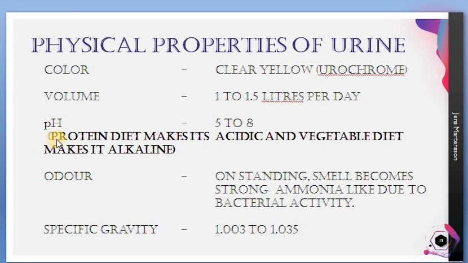If you are eating too much protein-based food, your urine becomes acidic. And if you are eating too much vegetarian food, urine becomes alkaline. Protein will be digested, and after that it will turn into amino acids, and uric acid production and creatinine formation will be there. So a protein diet makes urine acidic, and a vegetable diet makes it alkaline.